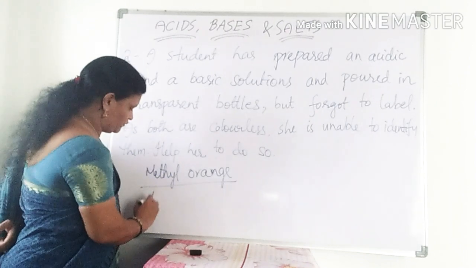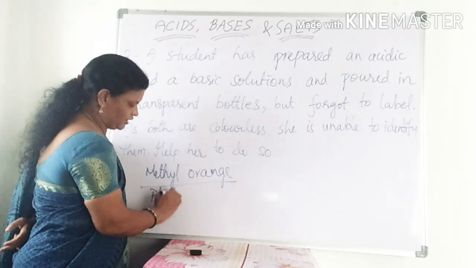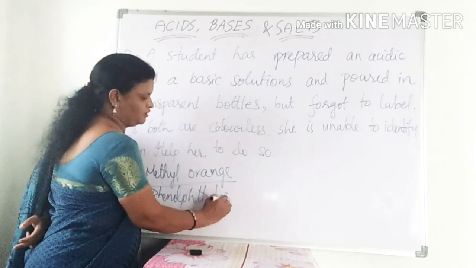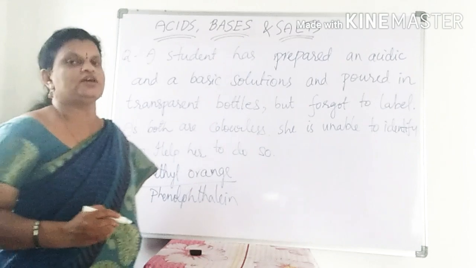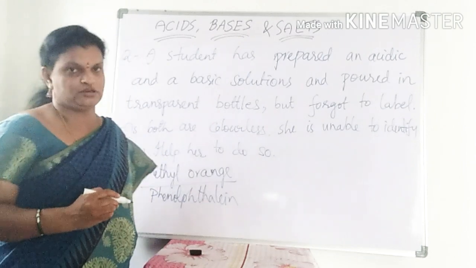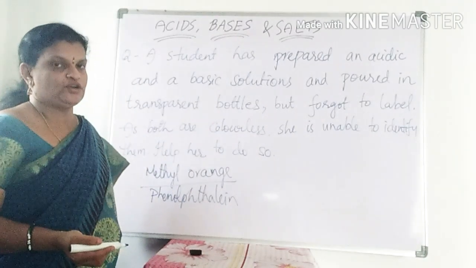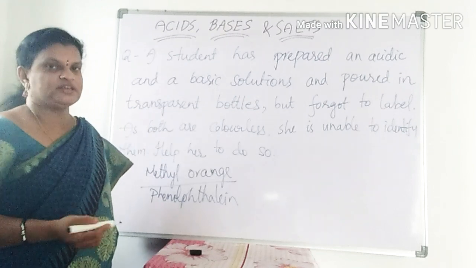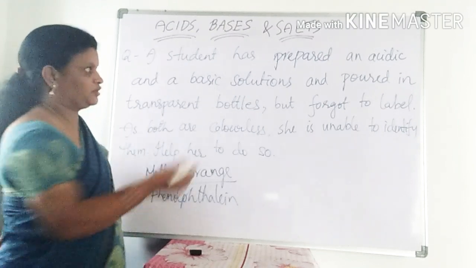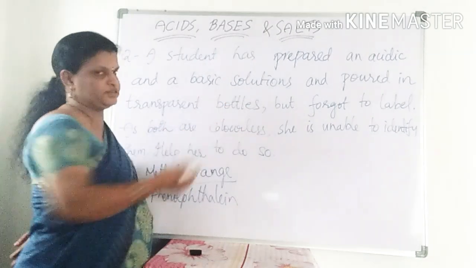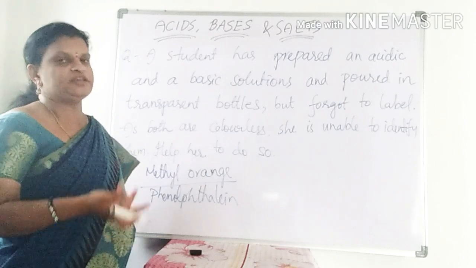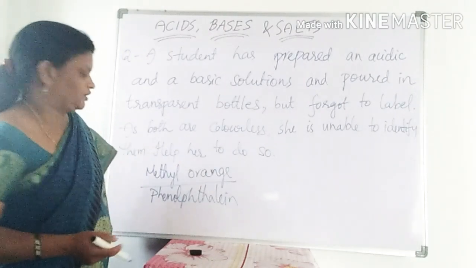If you have phenolphthalein, then what can we do? Phenolphthalein converts into pink color only in the presence of a basic solution. So if it converts into pink color, we can identify that particular solution as a base, otherwise it is an acid. As they have already given, it is either acidic or basic. So if it is not a base, it will compulsorily be an acid.